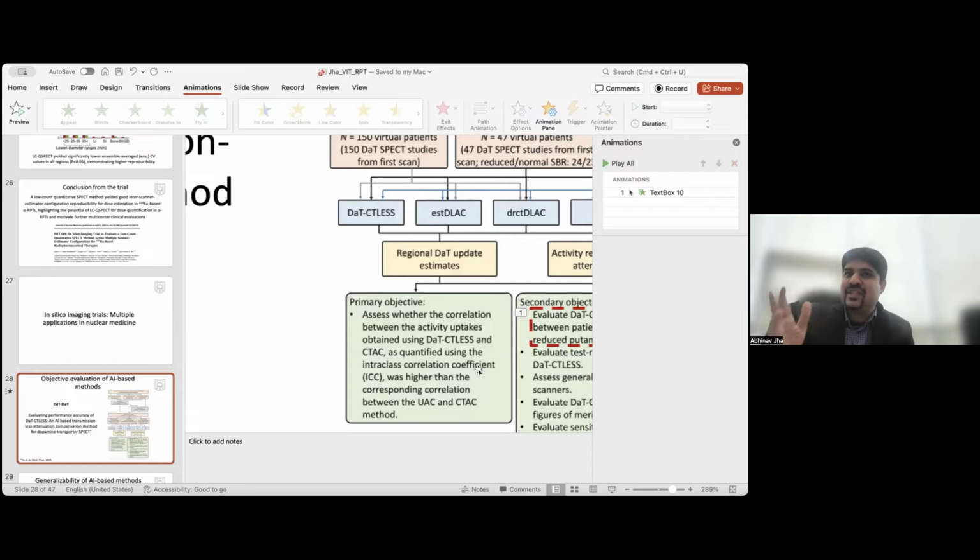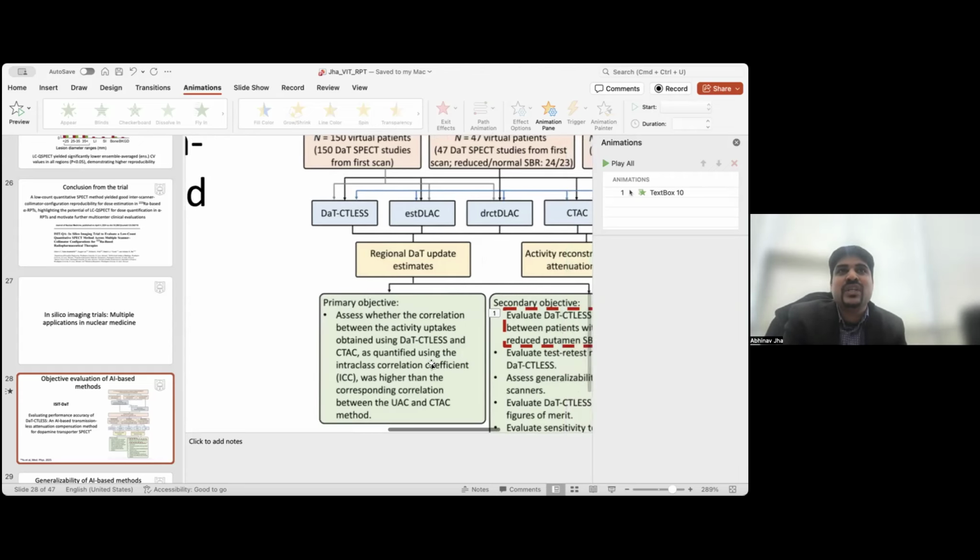Our success is, let's say there is a scanner that does not have a CT scan. You can do two things. You can do CT-less, our approach, or you can just do uniform attenuation correction. So the primary objective is framed as, if you use our approach, are you going to get better correlation to CT-based attenuation correction compared to if you use the uniform attenuation correction approach? So now you have a very quantifiable measure of success, and you are able to do a power analysis based upon this measure of success.